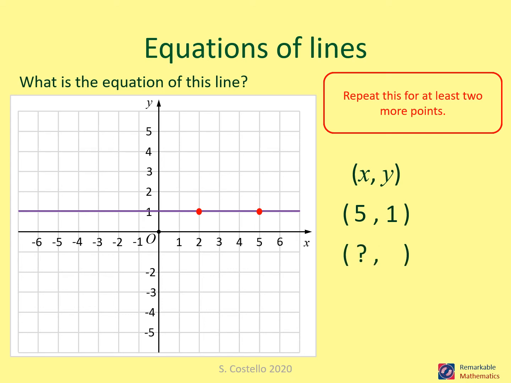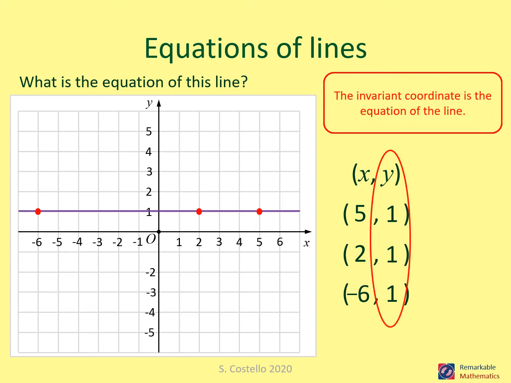So the x coordinate at this point is 2 and the y coordinate is 1. And this point, our x coordinate is minus 6 and the y coordinate is again 1. Which coordinate remains invariant? Which one doesn't change? The invariant coordinate is the equation of the line. So this is the line y equals 1. Remember, always label your lines.